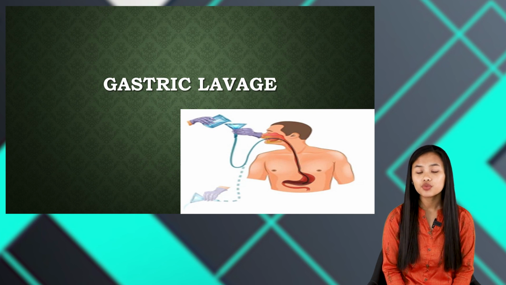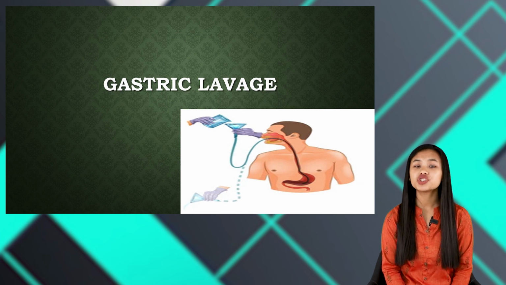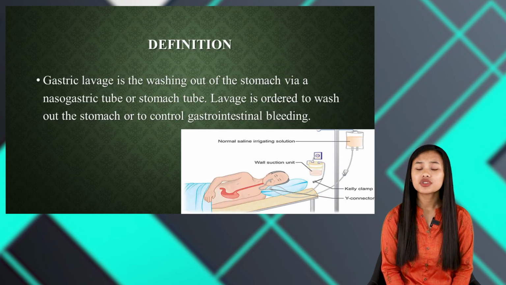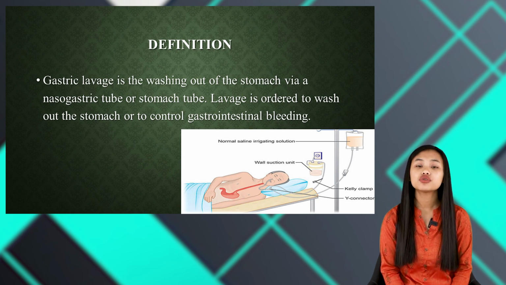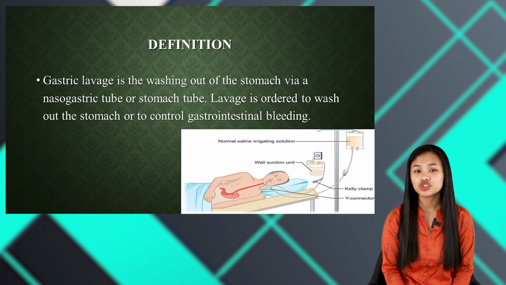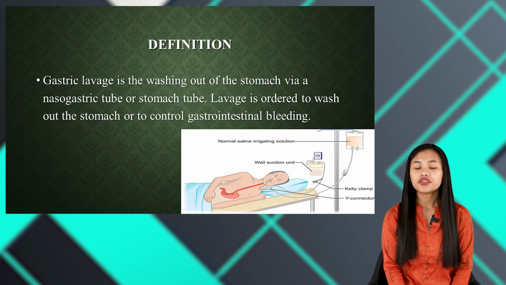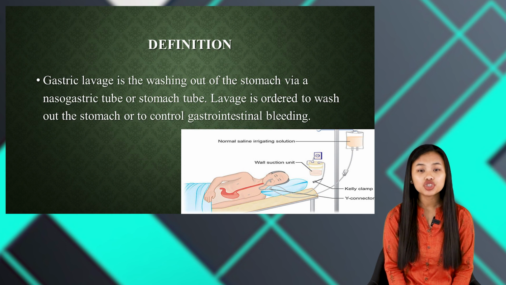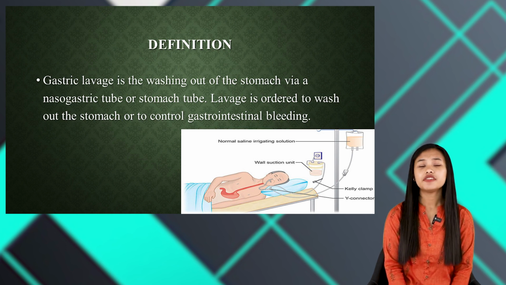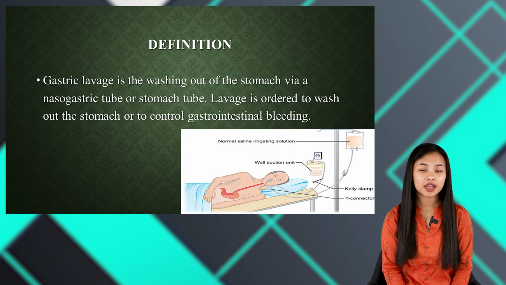So in today's session, we are going to start with a new topic, which is gastric lavage. Gastric lavage is defined as the washing out of the stomach through the use of a nasogastric tube or even a stomach tube. This lavage is ordered to wash out the stomach after the patient has ingested any poison, if he has just had an overdose of any medication, or even if there is presence of gastrointestinal bleeding.